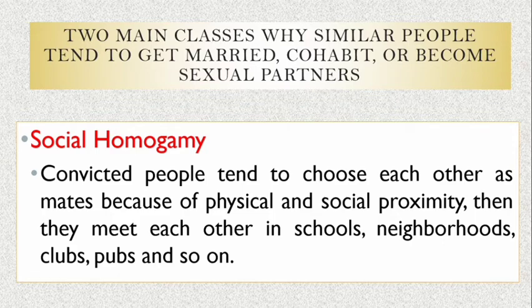So, maaaring they have different personalities. So, sa social homogamy, humahanap sila ng partner nila with different personality than them. Halimbawa, si lalaki, si babae, ayaw niya ng si babae katulad ng personality ni lalaki. Gusto niya magkaiba sila ng personality.